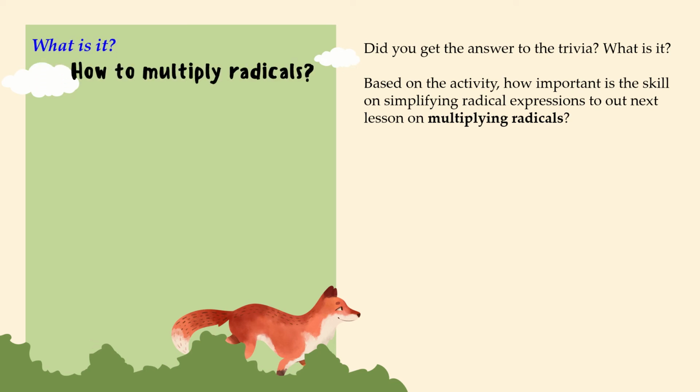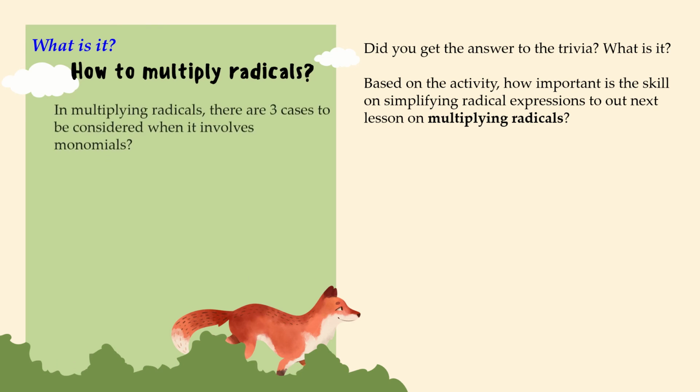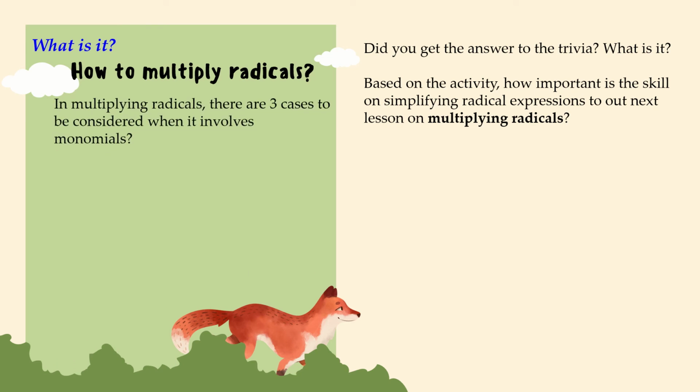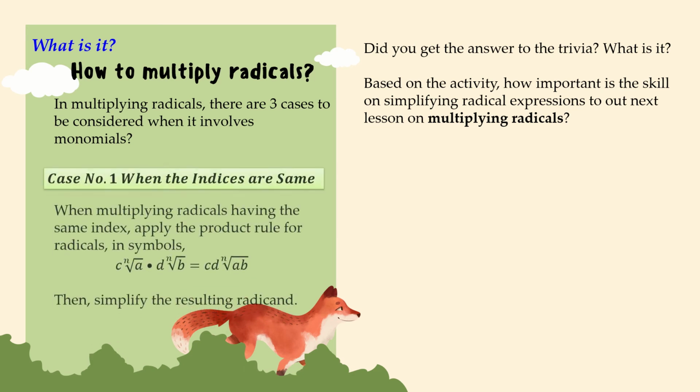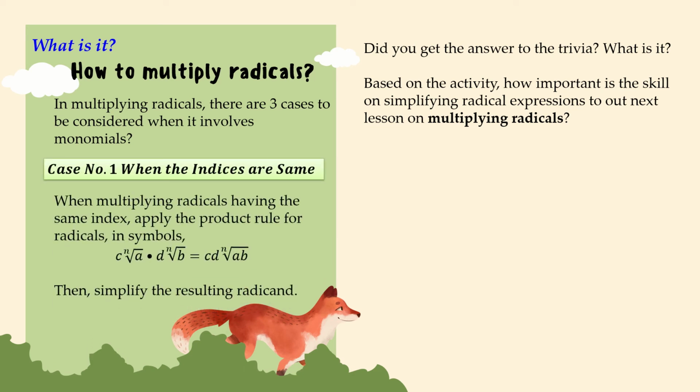So how do we multiply radicals? In multiplying radicals, there are 3 cases to be considered when it involves monomials. Later on we will do binomials. So first case, when the indices are the same. Indices is the plural for index. The index serves as the order of the radical, the small number outside the radical symbol. So when the indices are the same, meaning they have the same index.